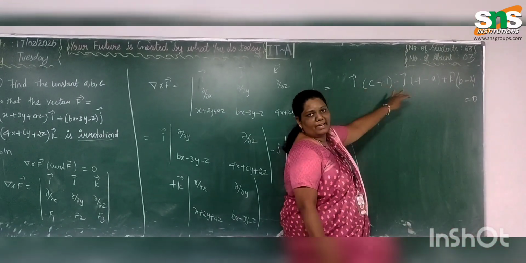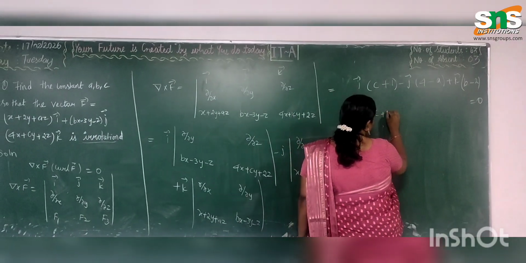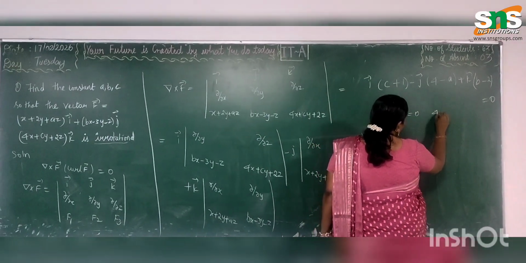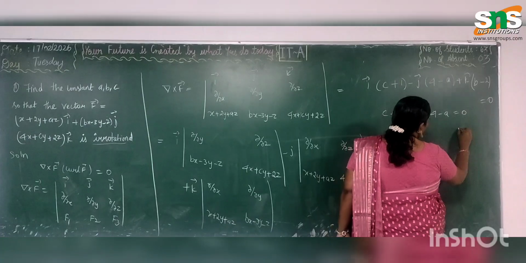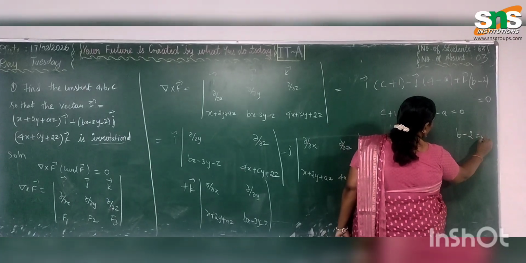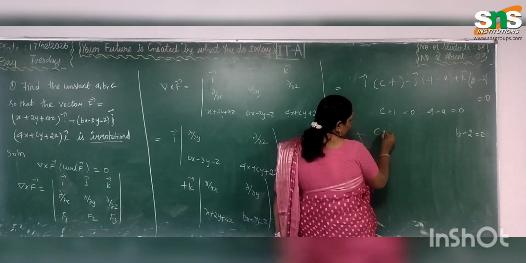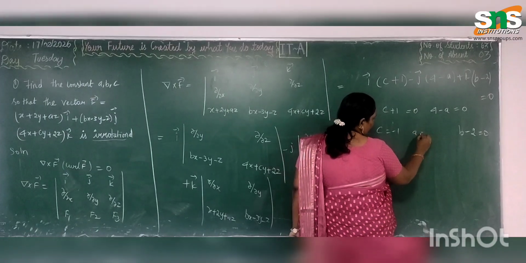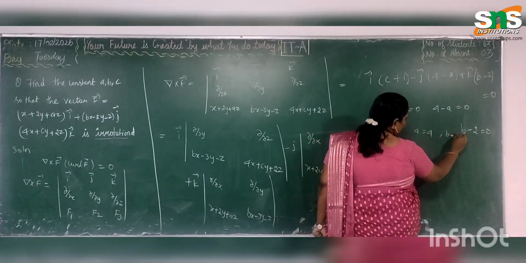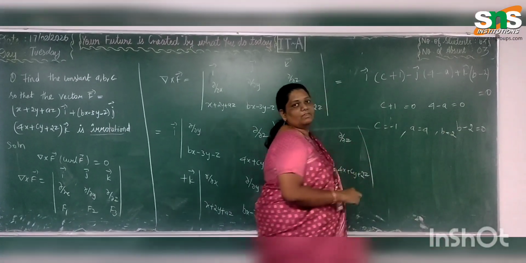Now we are going to equate the terms. So c plus 1 equal to 0, 4 minus a equal to 0, b minus 2 equal to 0. From these terms, b equals 2. That's it. Thank you.